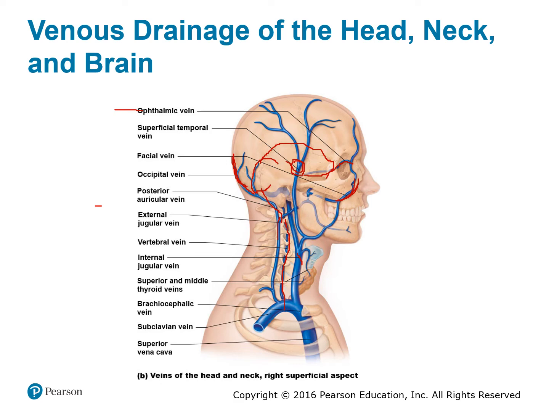And then you could see the superior and middle thyroid veins draining the thyroid, this area over here. Brachiocephalic, so arm and head is what that means, brachiocephalic vein. And then big subclavian vein here, and coming up and around. And then superior vena cava going back to the heart.